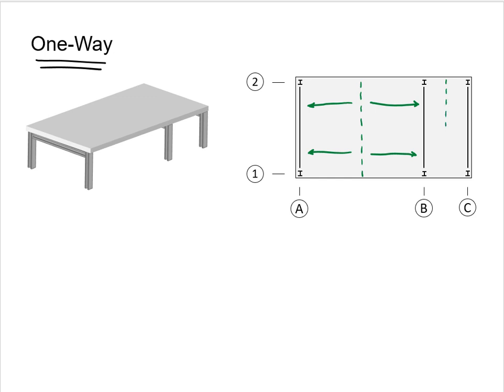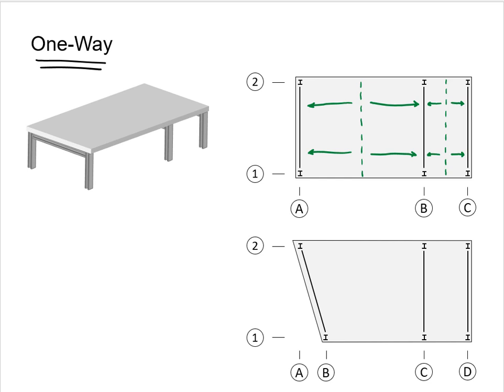For a panel experiencing one-way action, the dividing line is halfway between the supporting members. For a rectangular panel, that dividing line is parallel to the supporting members. If the panel is not rectangular, the dividing line is still halfway between the supporting members.